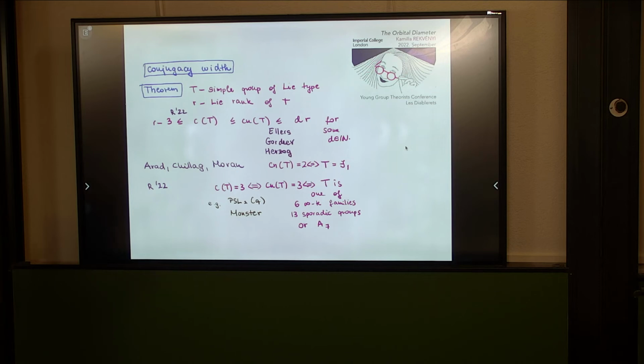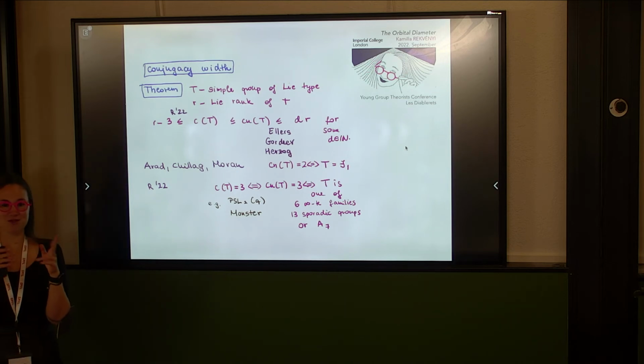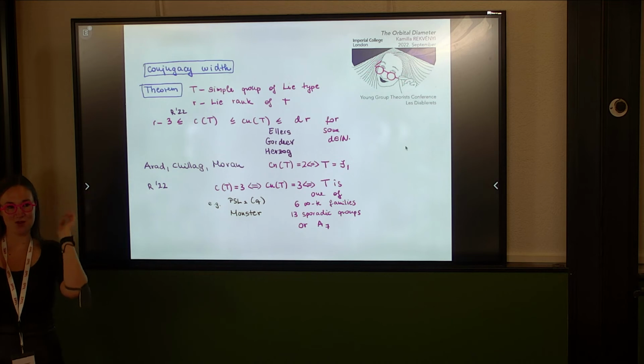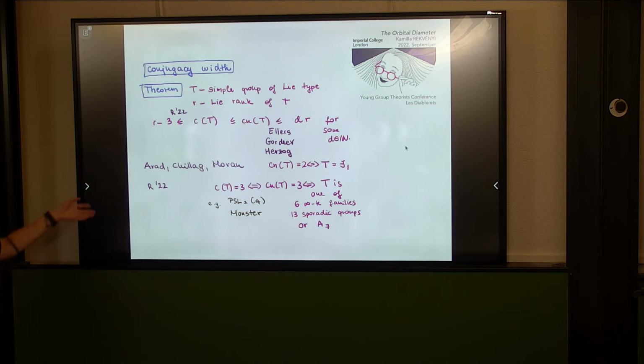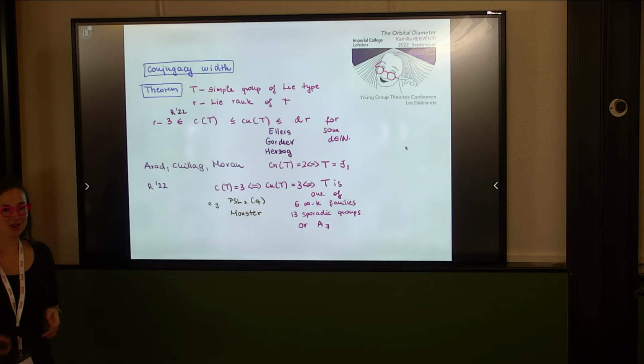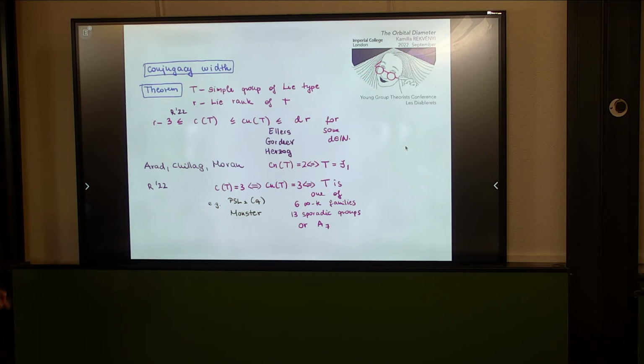And so now to fulfill goal 2, to give a classification of groups with small orbital diameter, we just give this little classification. Arad, Chillag and Moran showed that the only group with covering number 2 is the Janko group J1, and it's in fact also true for the conjugacy width. And then I did a similar classification for the conjugacy width. So the conjugacy width is 3 if and only if the covering number is also 3, and then T is one of 6 infinite families, for example, PSL_2(q), or 13 sporadic groups, for example, the Monster, or A_7.